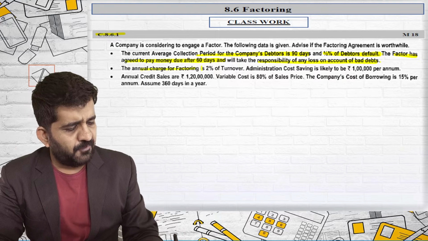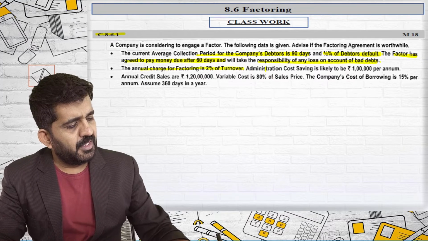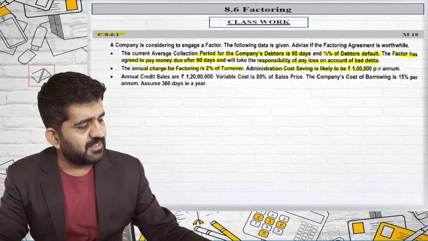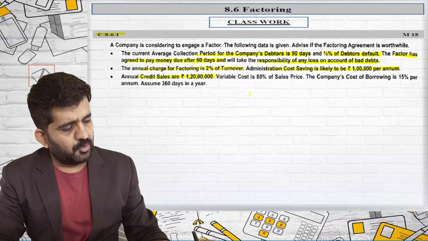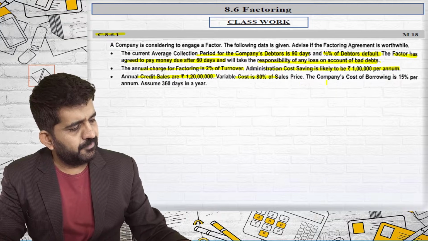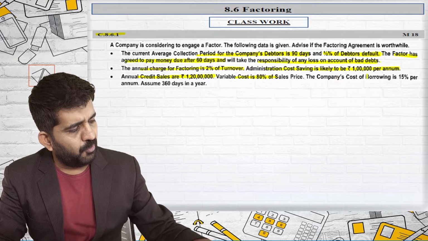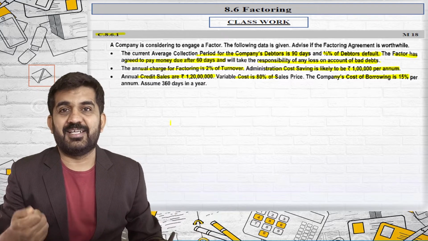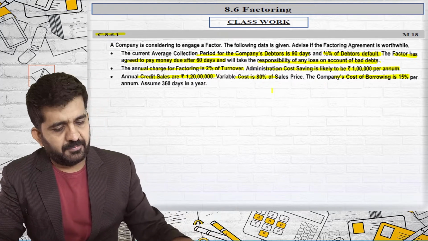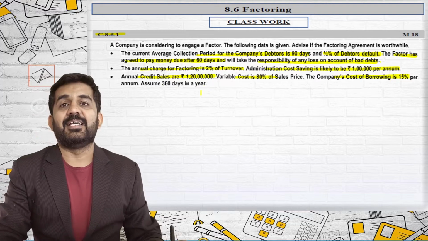The annual charge of factoring is 2% of turnover. The administration cost savings are likely to be 1 lakh per annum. Annual credit sales are 1 crore 20 lakhs. Variable cost is so and so. The company's cost of borrowings is 15%. So interest on debtors will be charged at 15%, but assume 360 days in a year.